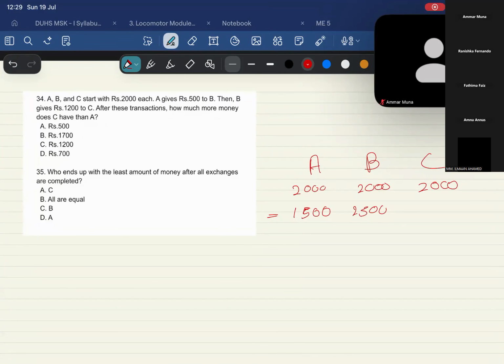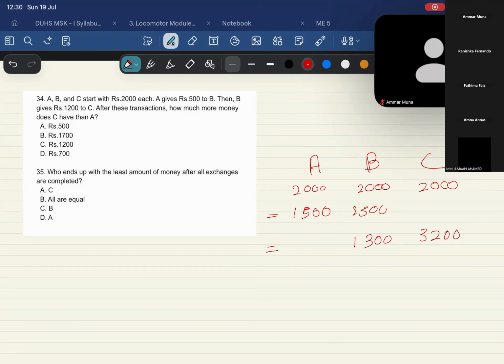Then B gives rupees 1200 to C. This is our next statement. So when B gives rupees 1200 to C, he will now have 1300. Because he gave 1200 to C. And how much will C have now? 3200.